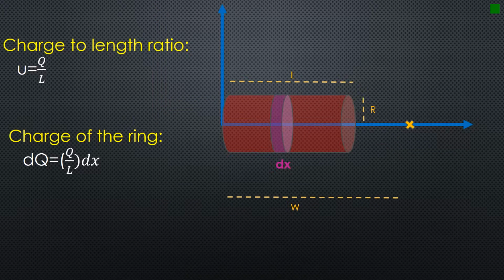The ratio of charge on the cylinder to its length is given by lambda equals Q over L, where Q is the total charge on the cylinder and L is the total length of the cylinder. Now divide the cylinder into smaller rings, each with a thickness of dx.